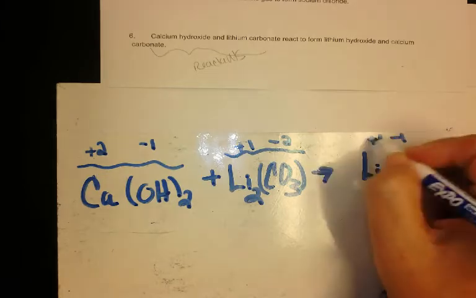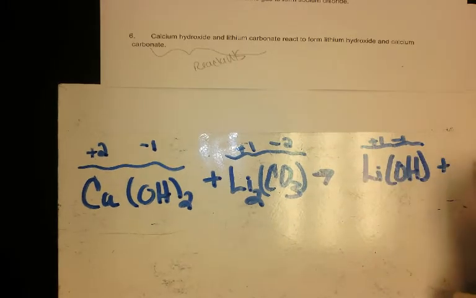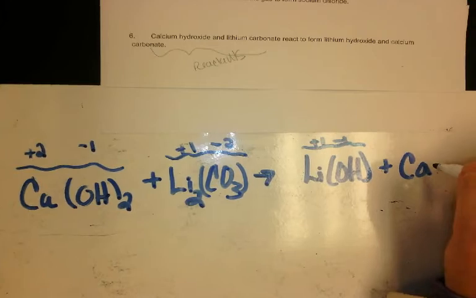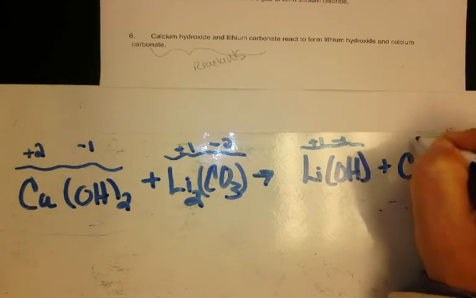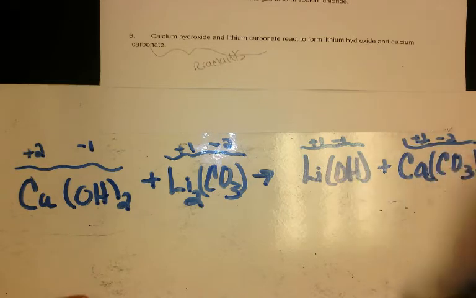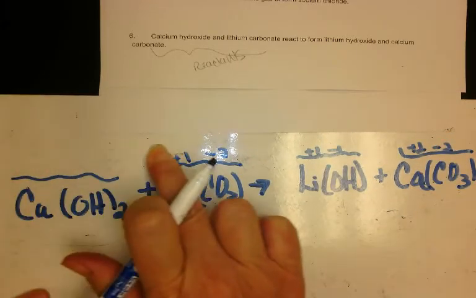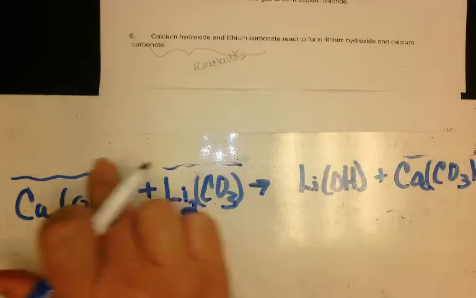+1, -1, crisscross, we're good. And calcium carbonate. Okay, so now +2, -2, I could write 2 there, but then I would have to reduce, so it would end up looking like that. Okay, so remember, charges don't go with compounds. That was just a shortcut, so I'm going to get rid of those so you don't see those guys.